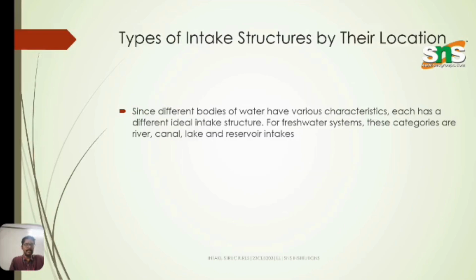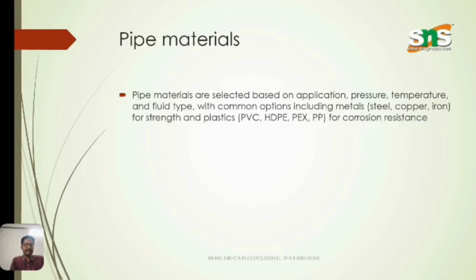Types of intakes by location. Since different bodies of water have various characteristics, there are different ideal intake structures for freshwater systems. These categories are river, canal, lake, and reservoir intakes.